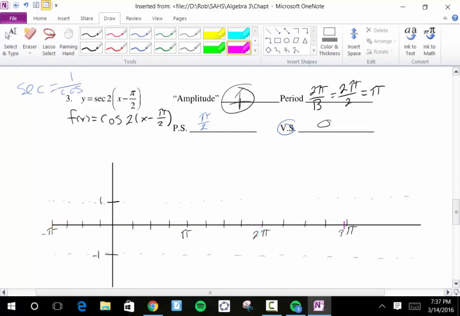Okay, so now let's start graphing it. First, let's graph just the cosine function. We know it's going to cycle in here, and then we're going to do the phase shift. But first we're going to graph just the cosine with this cycle right here. Cosine, as long as it's not negative in front, always starts up here at the top.